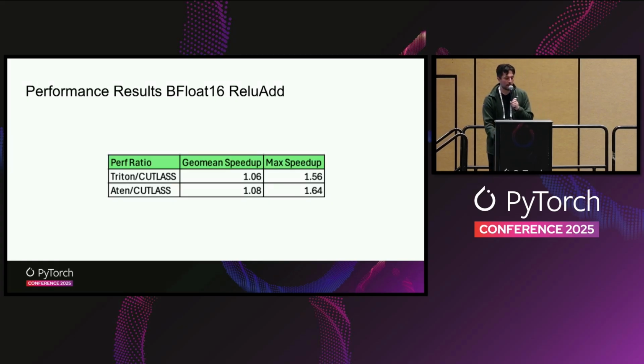Here are performance results for a ReLU add benchmark with bfloat16. It had a 6% geomean speedup on the shapes used in Llama, and a 6% speedup versus Triton, and an 8% speedup versus ATen. The difference between the max speedup and the geomean speedup really shows you that there are some problems where this autotuning technique is really applicable, and other problems where it might not give you as much benefit. The max speedups are pretty good. On some problems, we're getting 50% to 60% speedups over Triton and ATen, respectively.